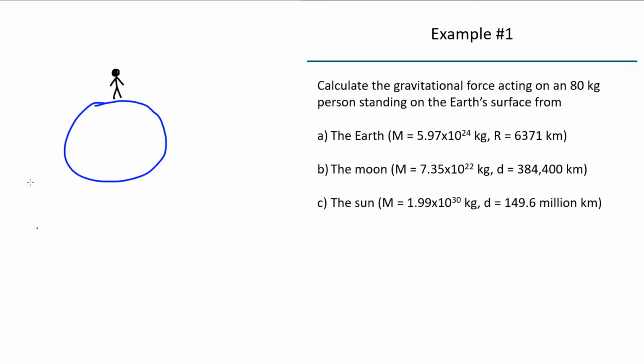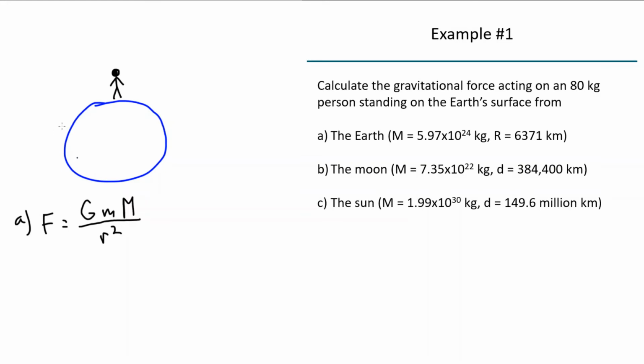So for part A, we know our formula is F equals g times the mass of the person times the mass of the Earth divided by r squared, where r is the distance between the person and the Earth. But what do we use as this distance? If the person is standing on the surface of the Earth, that distance is very short, but the distance between the person and the opposite side of the Earth is very far.